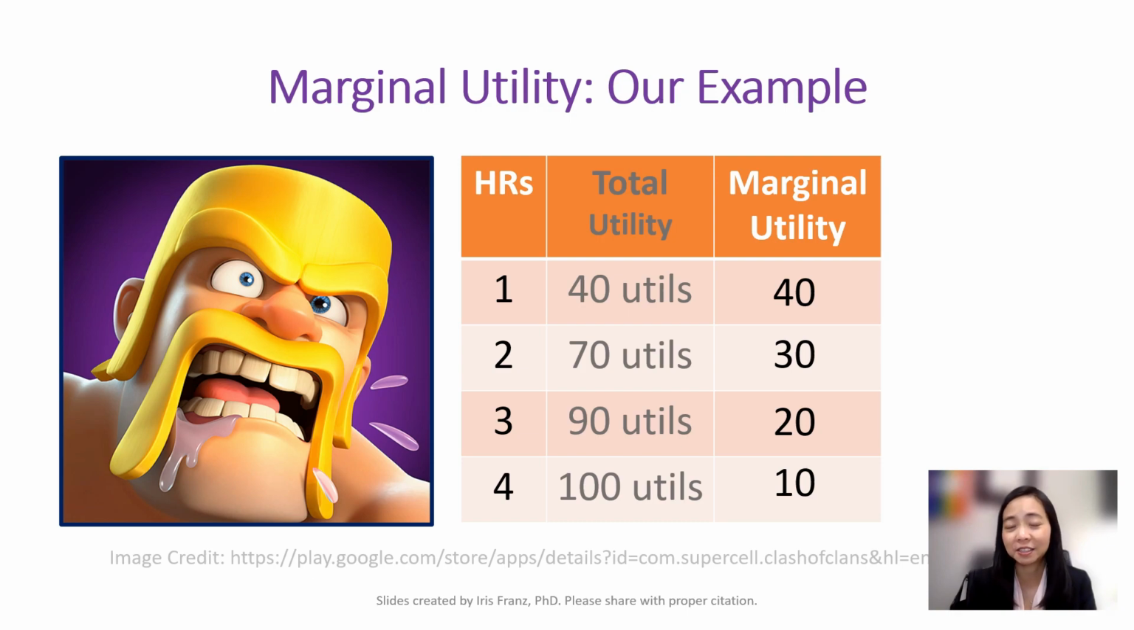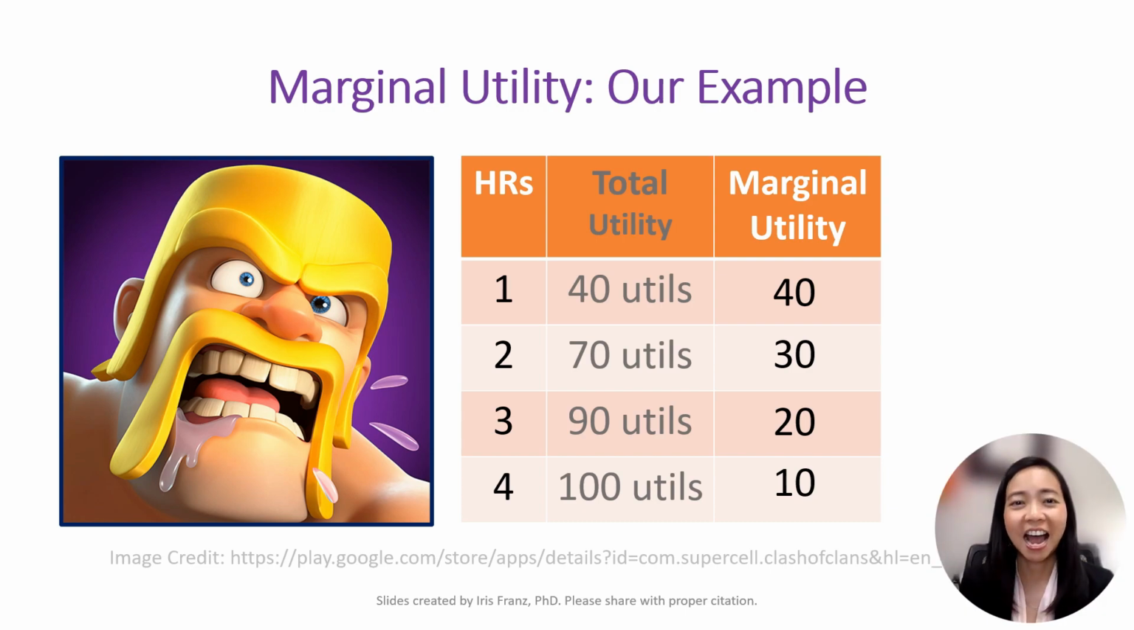Let's revisit the example of gaming. Recall that you get a total utility of 40 utils when gaming for 1 hour, and a total utility of 70 utils after gaming for 2 hours, and so on. That means the marginal utility from the first hour of gaming is 40 utils, but the marginal utility from the second hour of gaming is only 30 utils. How? I know that my total utility went up to 70 utils after gaming for 2 hours, and the total utility of gaming for 1 hour is 40 utils. That means the second hour of gaming must have given me an additional utility or marginal utility of 30 utils.